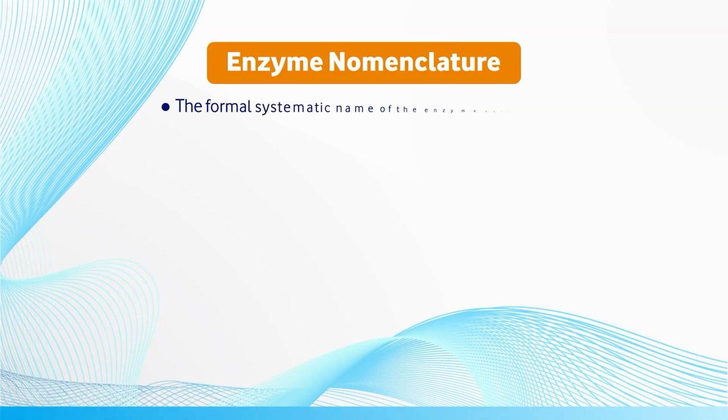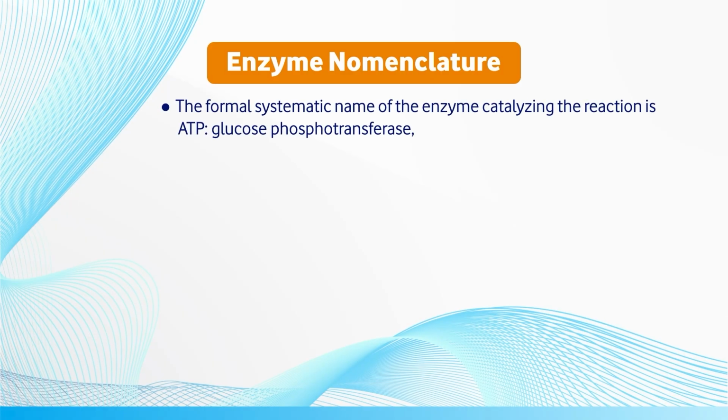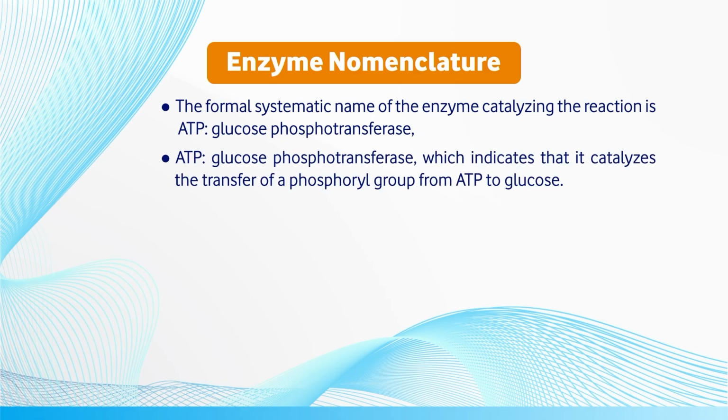So this is the general nomenclature system. We will take a specific example so we can get the idea. The formal systematic name of the enzyme catalyzing the reaction is ATP glucose phosphotransferase, and this name indicates that the enzyme catalyzes the transfer of a phosphoryl group from ATP to glucose.